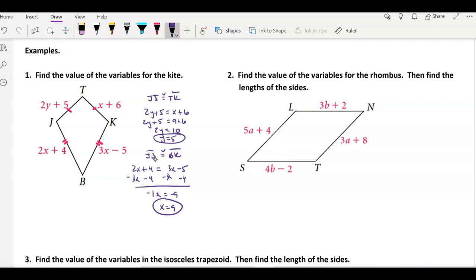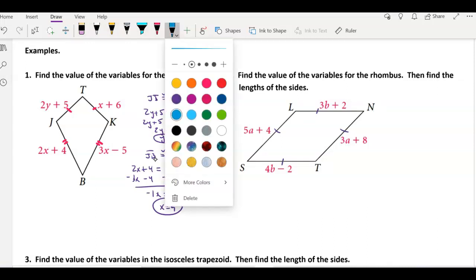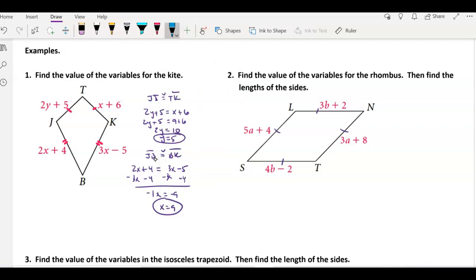So the next one, find the value of the variables for the rhombus, then find the lengths of the sides. Well, if I know the definition of a rhombus, I know that all four sides are congruent. I'm basically going to set the sides with the same variable equal. So I can set 5a plus 4 equal to 3a plus 8. When I solve this, 2a equals 4, a is equal to 2.